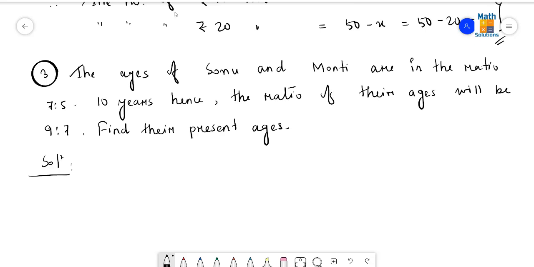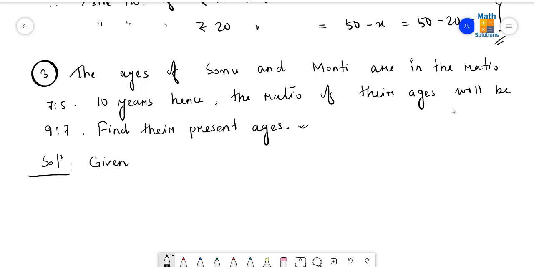So in question number 3, let us check what is said. The ages of Sonu and Monty are in the ratio 7:5. That means from the first line itself we can assume that the present ages of Sonu is 7x and that of Monty is 5x. In the second line of question, what is said? 10 years hence the ratio of their ages will be 9:7. Find their present ages. So what is to be found out, that only we have to assume first.